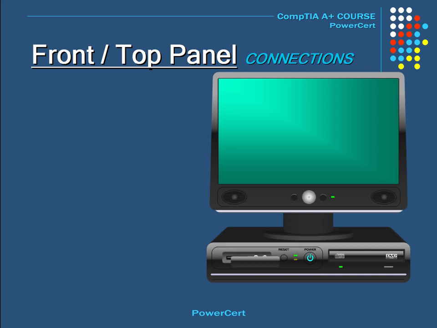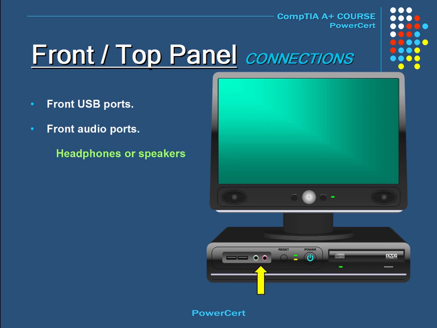Most computers today will have certain common connections on the front panel of the computer for easier access. For example, you may find some USB ports in the front, and you may find some audio ports, one for headphones or speakers, and another one for a microphone. And also on the front panel, you will see the power button, and this is for turning on and off the computer. And you will also see a reset button, and this is for doing a hard reboot.